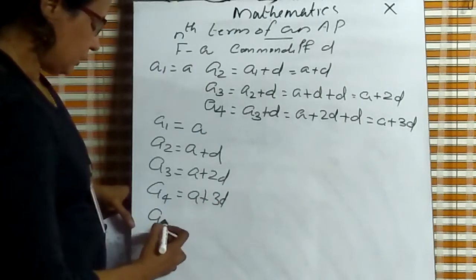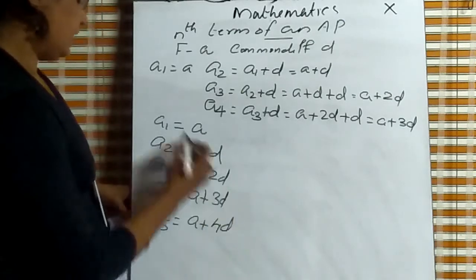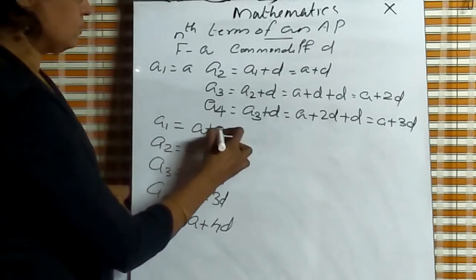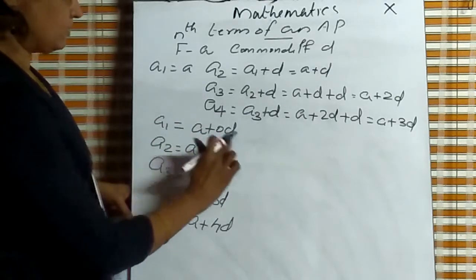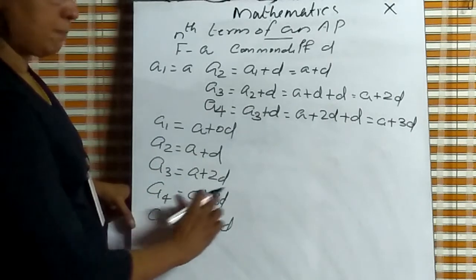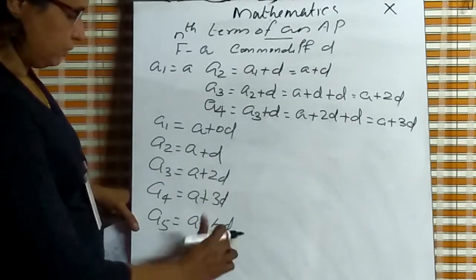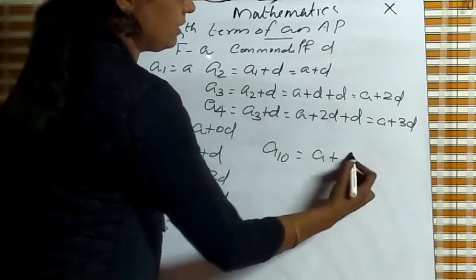So what is the fifth term? Fifth term is equal to A plus 4D. Here A1 is A plus 0D. Then A2 is A plus D, A3 is A plus 2D, A4, the fourth term, is A plus 3D, A5, the fifth term, is A plus 4D. A10 is A plus 9D.